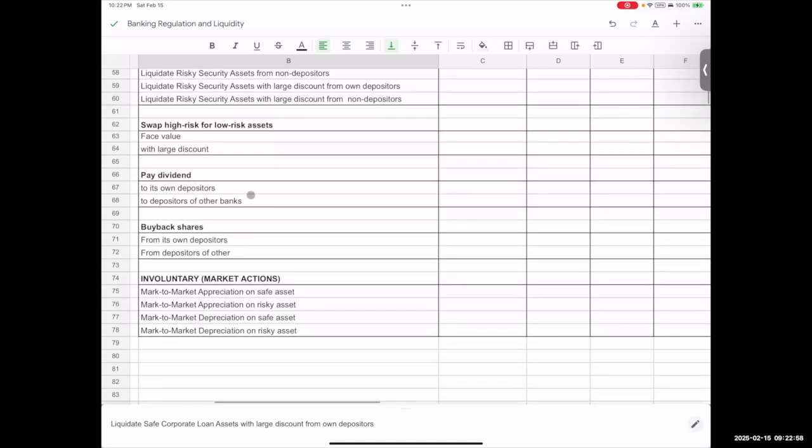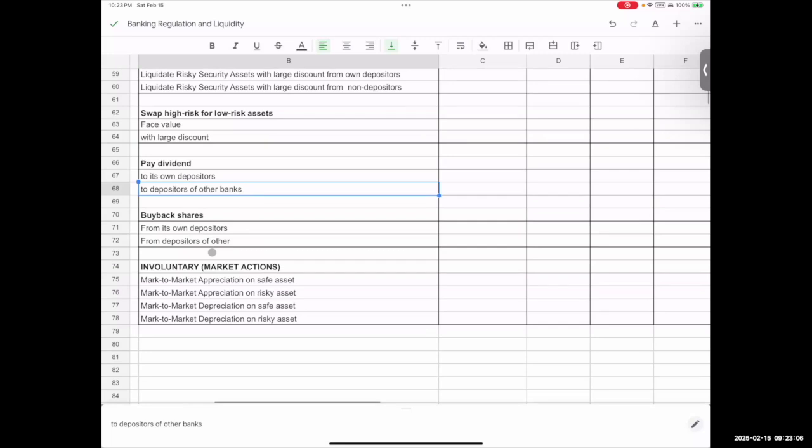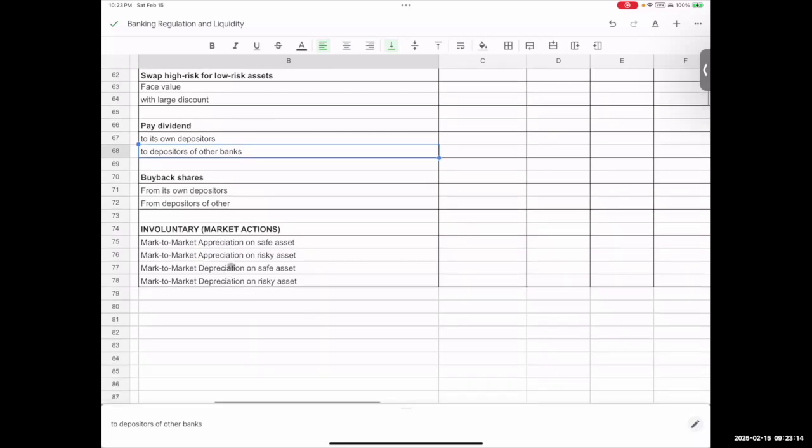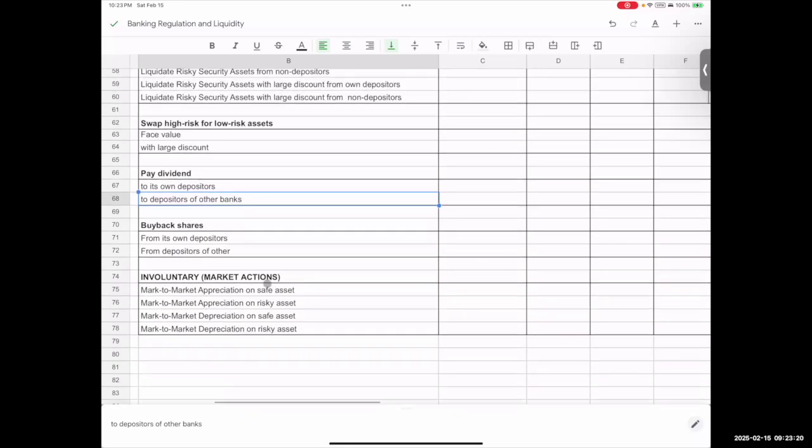How about paying a dividend to the depositors of our own bank or other banks' depositors? How about buying back our own shares? And finally, we also wanted to consider a couple of things that could be happening. There are obviously many more that could be happening without the will of the bank, but we wanted to look at mark-to-market appreciation and depreciation of different kinds of assets.